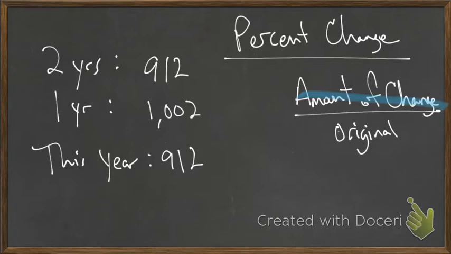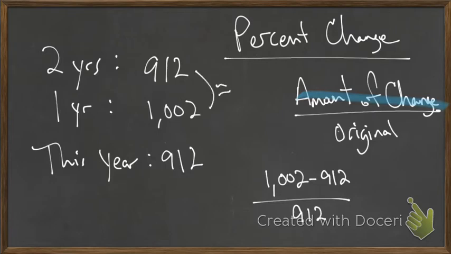So let's get a percent change from 2 years ago to last year. I would do that by finding the amount of change divided by the original. And you're going to need to be a little careful with your calculator. How I type this in is I write 1,002 minus 912, and then I hit the enter or equal button to get 90. And then I push divide by 912. You can also put your numerator in parentheses. And that's going to give me close to 9.9%. So there to there is about a 9.9% increase.